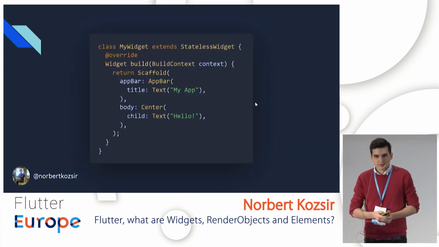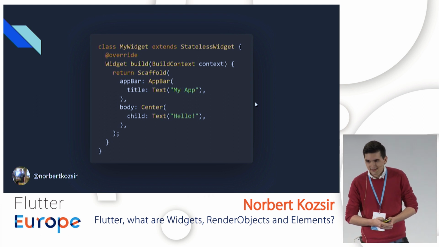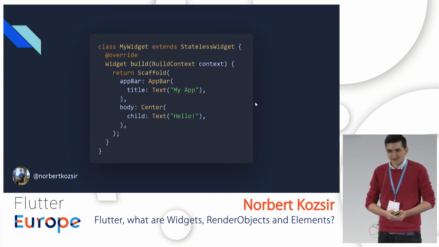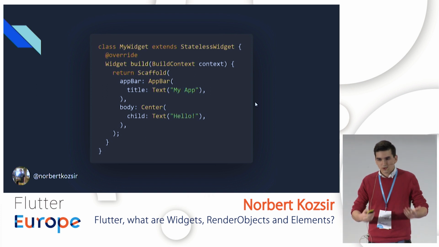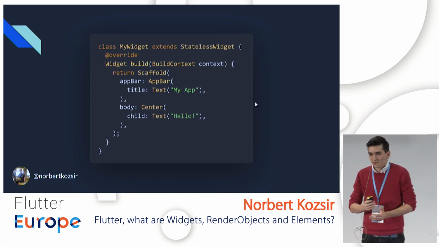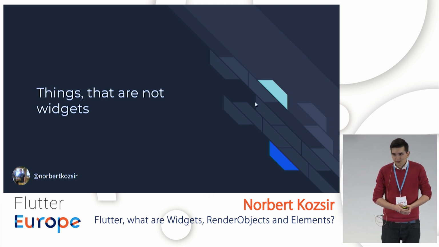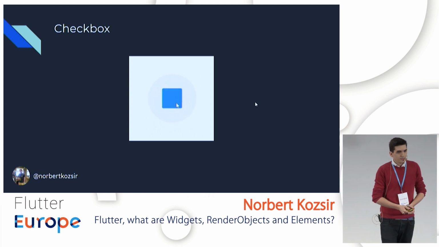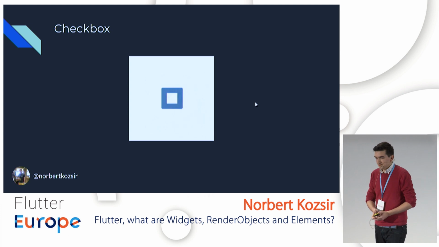So let's start off with a few examples. Probably all of you have seen this, a pretty standard stateless widget. A stateless widget only composes different widgets. We use this all the time, but there are things which are widgets, but are not actually widgets. So let's take a look at the first example, the checkbox. Probably most of you have seen this or even used this.